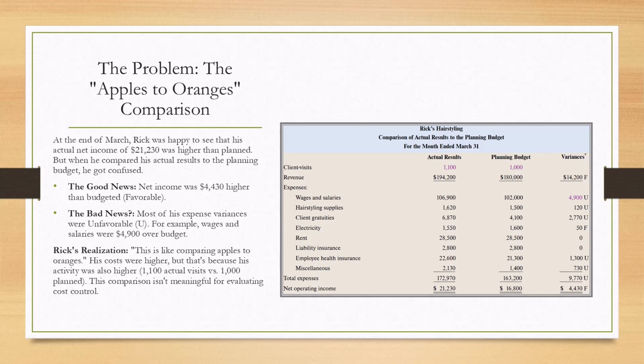For example, his wages and salaries were $4,900 over budget. Rick quickly realized the problem with this report. It was like comparing apples to oranges. Of course, his costs were higher. His activity level was also higher, with 1,100 actual visits compared to the 1,000 he had planned. This type of comparison isn't meaningful for truly evaluating how well he controlled his costs.